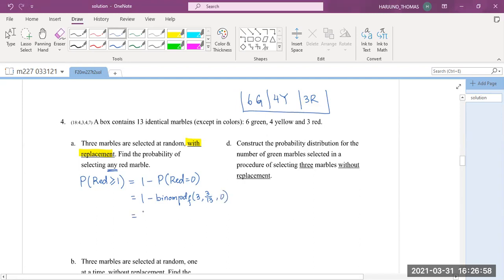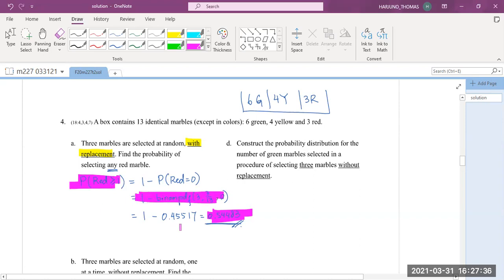Then that's 1 minus, then I use my calculator, binom PDF, 3 over 13, 0. I get 0.45517, which is 0.54483. That's the probability. Now, of course, in my test, don't just write the answer. I need you to write the probability notation and calculator notation if you do use that, and then get the numbers.